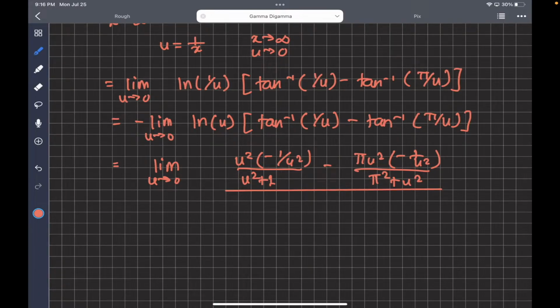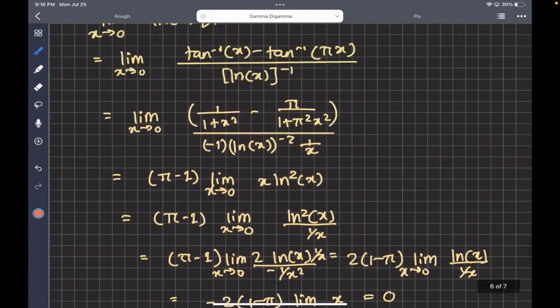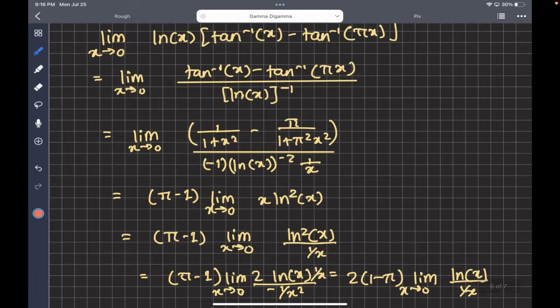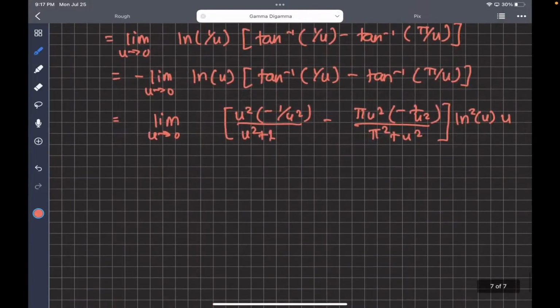Yeah, and then all of that is being divided by the denominator's derivative. So that will again result in natural log squared of u times u. That's basically the term we had before. This natural log of x to the minus 2 and 1 over x in the denominator become this in the numerator.